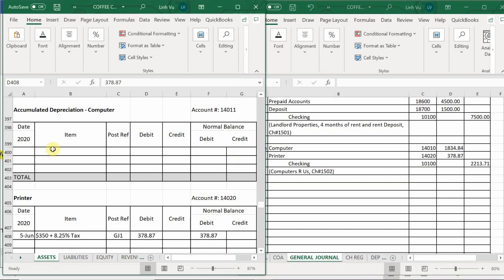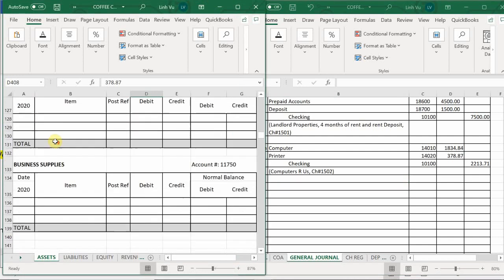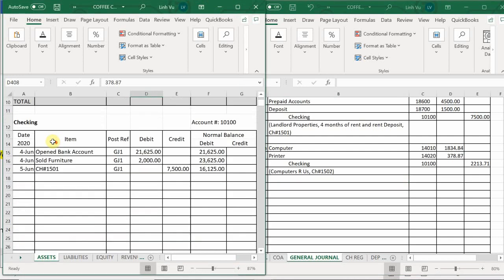And then last but not least, we wrote a check. So we got the checking account. In this case, it is June 5th, and you paid with check number 1502. Same thing, general journal number 1. And this time we spent money. How much did we spend?